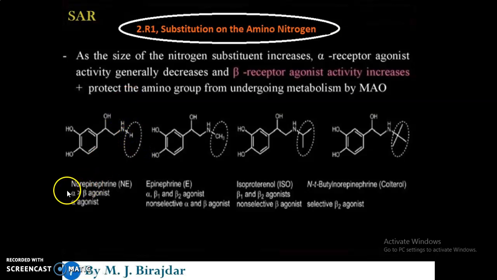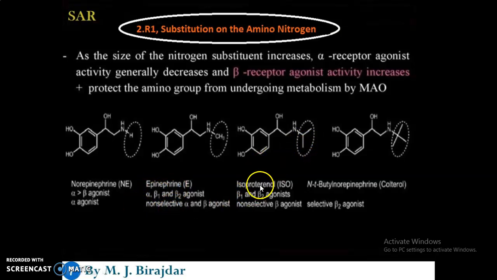Hydrogen, the structure for norepinephrine, which shows beta receptor agonist activity. This is the epinephrine. By replacement of hydrogen, a methyl group is substituted. The structure formed is epinephrine.